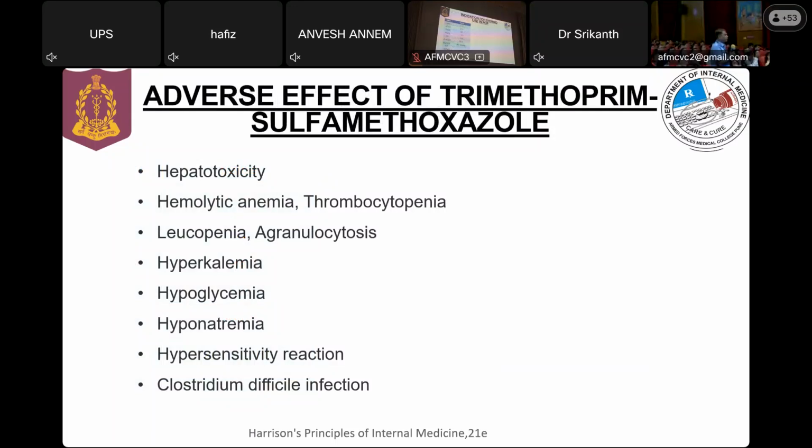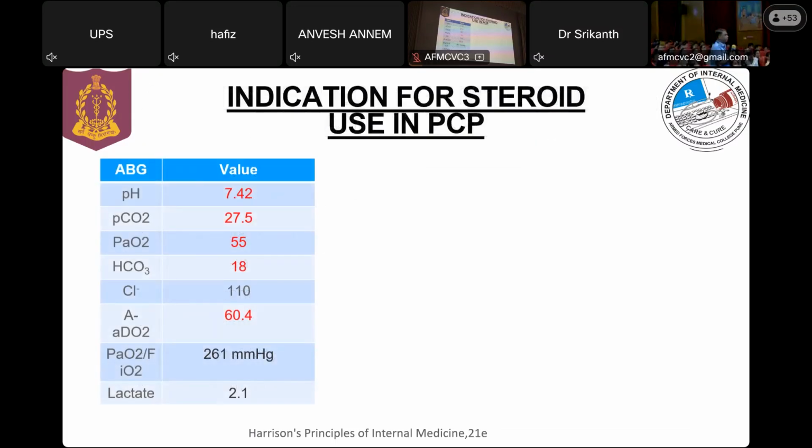And tell me what are the indications for steroid use in case of PCP? This patient was diagnosed with PCP also. So when should we be using steroid? So it is based on the severity of PCP, sir. In moderate and severe PCP pneumonia, it is indicated to use steroid. So that is PO2 of less than 70 and A-a gradient of more than 35, we can use. Good. Proceed.